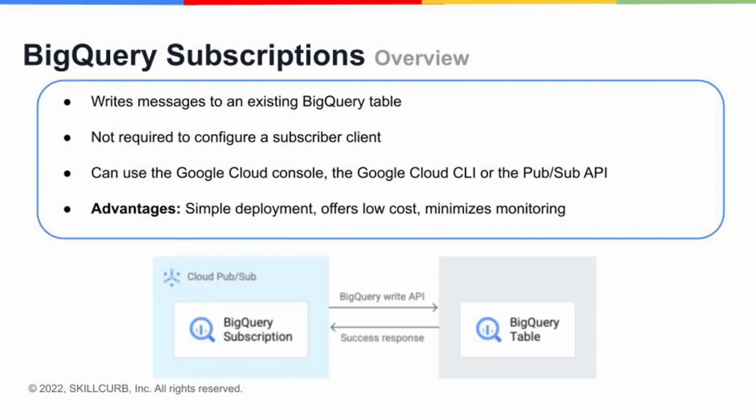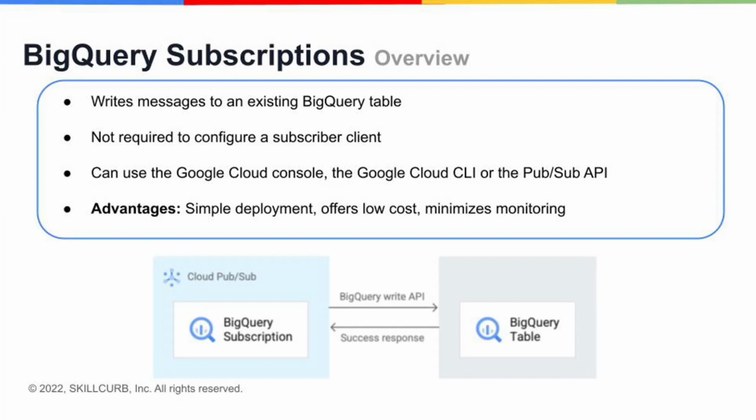Let's look at what a BigQuery subscription is. A BigQuery subscription writes messages to an existing BigQuery table as they are received. You are not required to configure a subscriber client separately. You can use the Google Cloud Console, the Cloud CLI, or PubSub API to create, update, list, detach, or delete a BigQuery subscription. The BigQuery subscription has the following advantages.